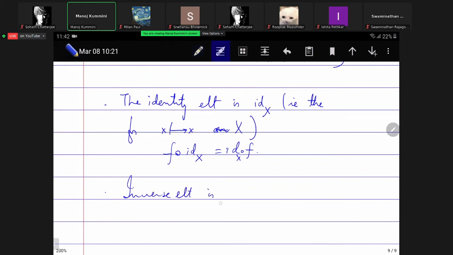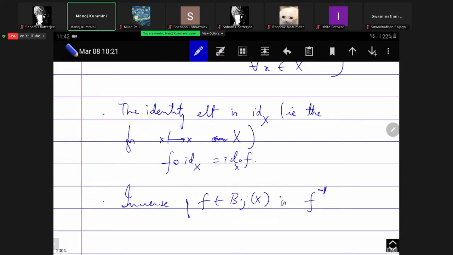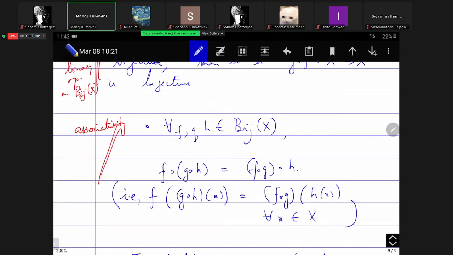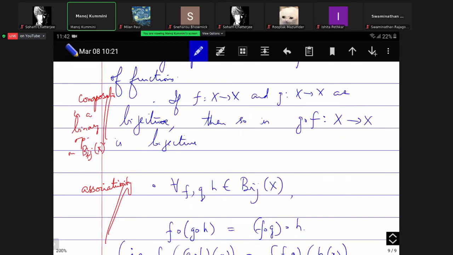Inverse element, inverse of F, the function F inverse. Since F is bijective, F inverse exists and it's also bijective, right? So this is okay. So this is an important class. Right now it's written somewhat abstractly. What is X?